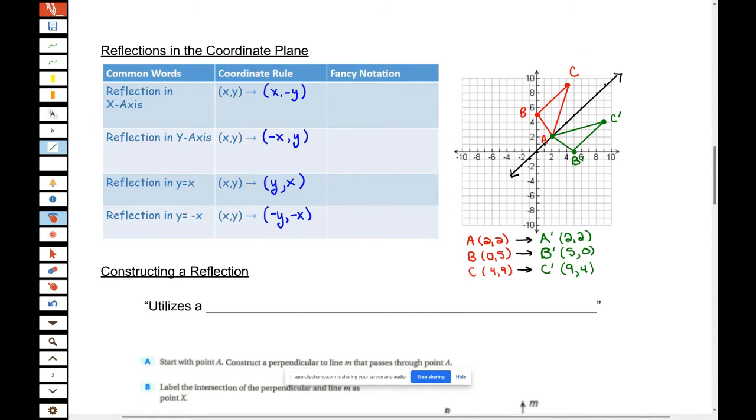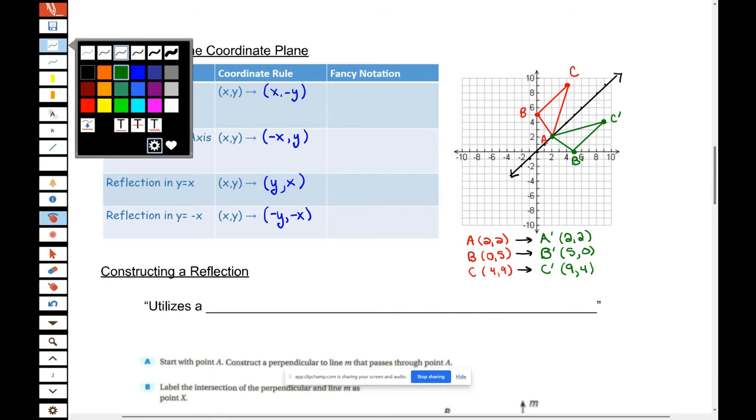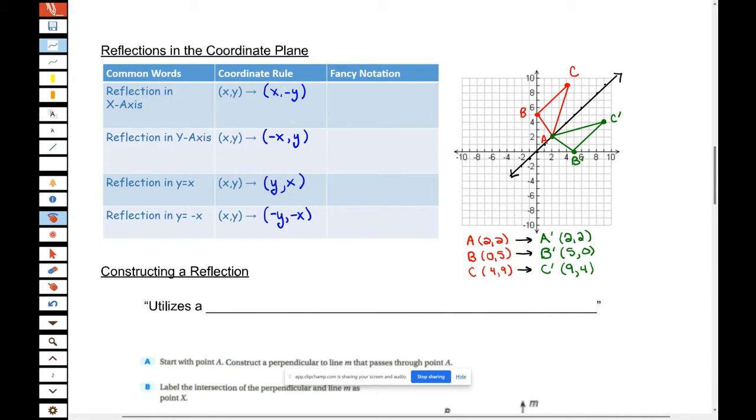Okay, now let's write our fancy notation. Generally speaking, we have the type of transformation you're doing, which is reflection. Then you're going to write down how you're going to do it. So you're going to have the line of reflection be a subscript. Then you're going to have the pre-image, and it maps to the image.